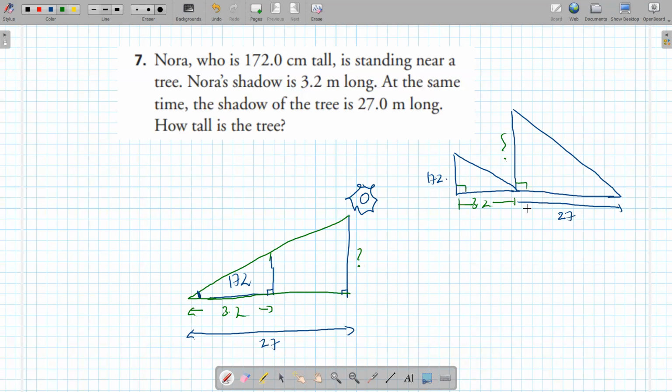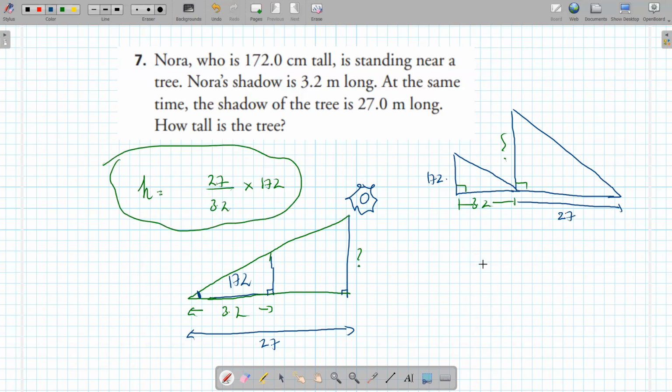All right, so what's our approach here? You find the scale factor by doing 27 over 3.2. So the answer here for the height of the tree will be the scale factor times 172, whatever that is. What about on the other one? What about on this side? You would do the same.